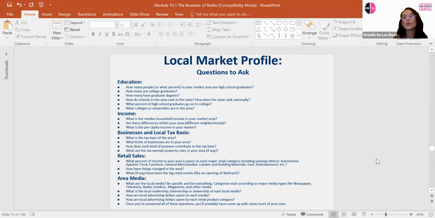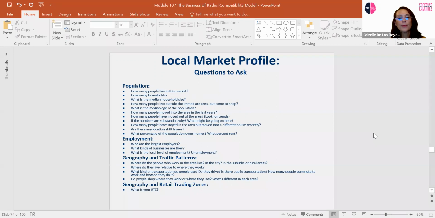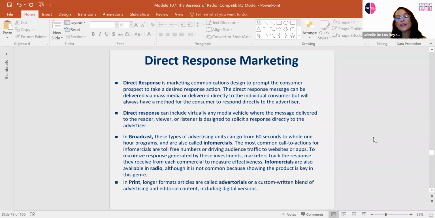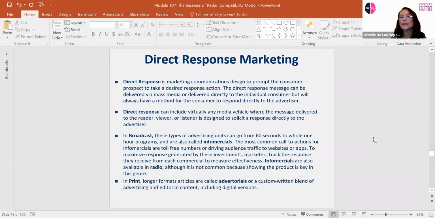And these are just questions to ask. So again, use this as a template if you're doing anything, local market, education, income. These are just questions that I'm giving you so that you create these templates should you desire to use this type of questionnaire to create your profile. Okay, and the other thing, again, refer to the module Media Bible for more of these terms.